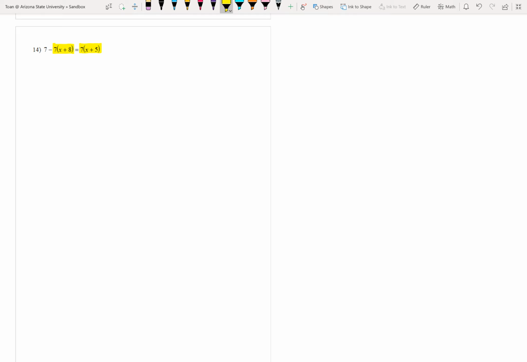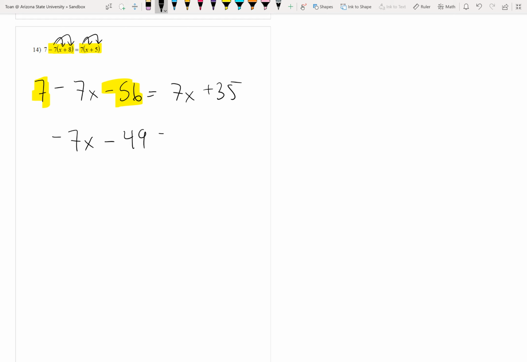Be mindful of the first distribution. It's a minus 7, so you've got to distribute that negative as well. Distribute the negative 7, gives you minus 7x minus 56, equal, distribute this 7, gives us 7x plus 35. Let's combine like terms first. So I got a 7 and a minus 56. So that gives me negative 7x minus 49 equals 7x plus 35.